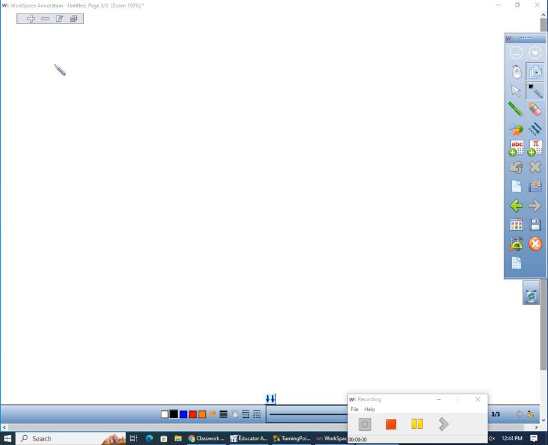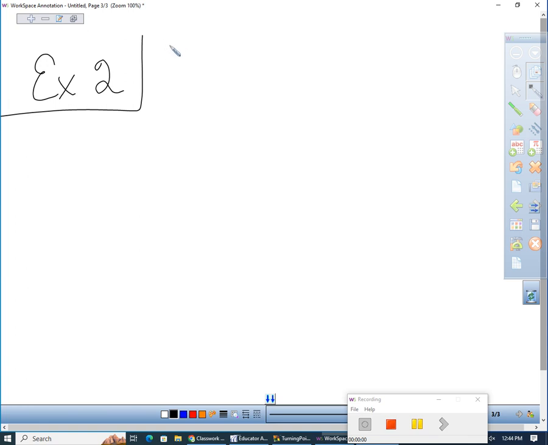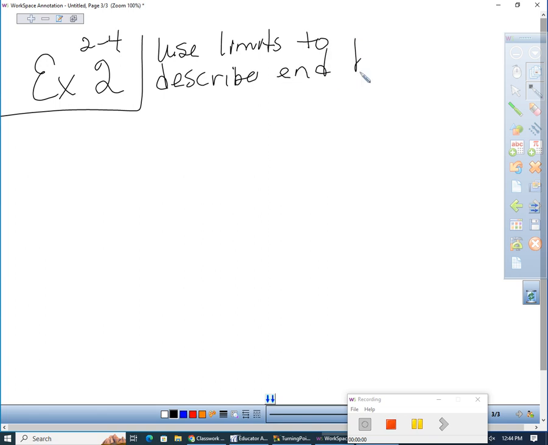So here's example number 2. All right, let's narrow it down a little bit more. So in the first 2 problems, so 2 and 4, use limits to describe end behavior. All right, and let's do f of x equals 1 over x minus 5.